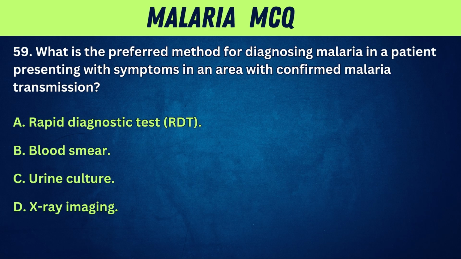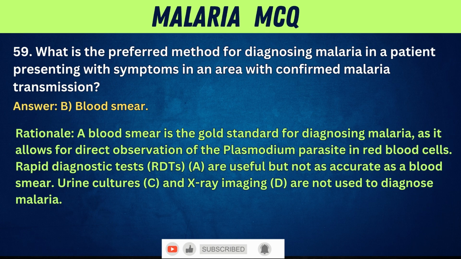59. What is the preferred method for diagnosing malaria in a patient presenting with symptoms in an area with confirmed malaria transmission? A. Rapid diagnostic test, RDT. B. Blood smear. C. Urine culture. D. X-ray imaging. Answer: B. Blood smear. Rationale: a blood smear is the gold standard for diagnosing malaria, as it allows for direct observation of the Plasmodium parasite in red blood cells. Rapid diagnostic tests, RDTs, A, are useful but not as accurate as a blood smear. Urine cultures, C, and X-ray imaging, D, are not used to diagnose malaria.